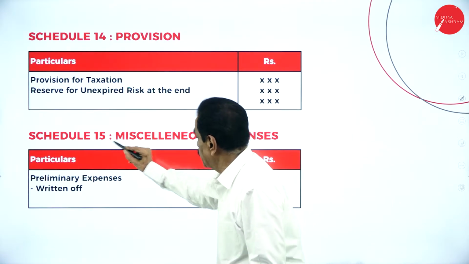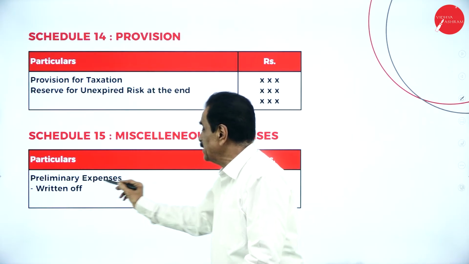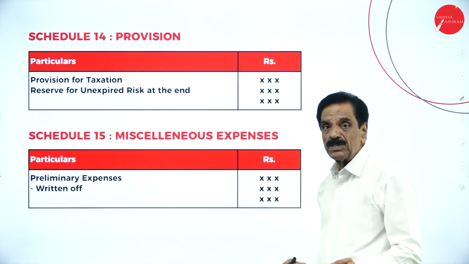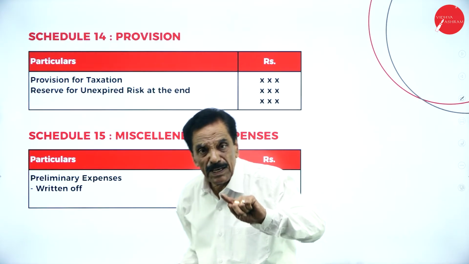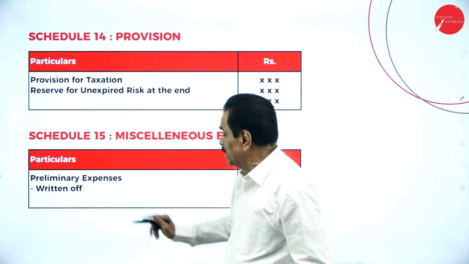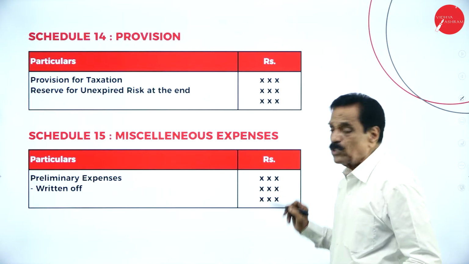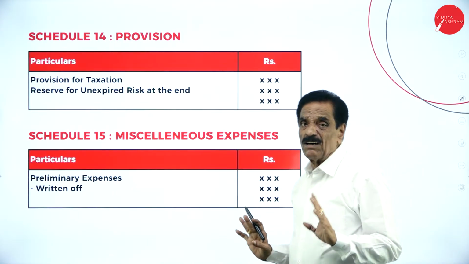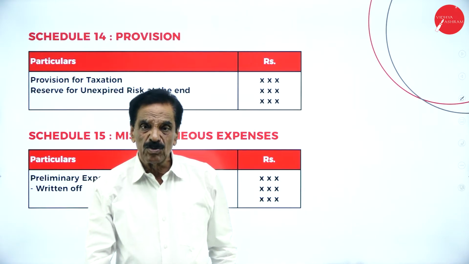Then schedule number 15, miscellaneous expense. If there is any preliminary expense, expenses which have been incurred at the beginning of the year are called preliminary expenses. If the preliminary expense written off is there, that should be deducted. This is the pakka format of a general insurance company.